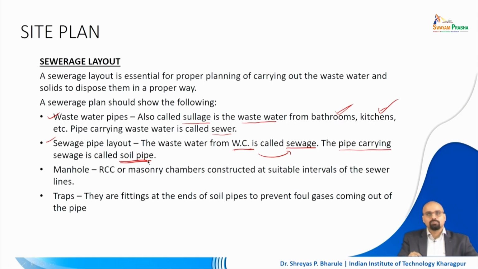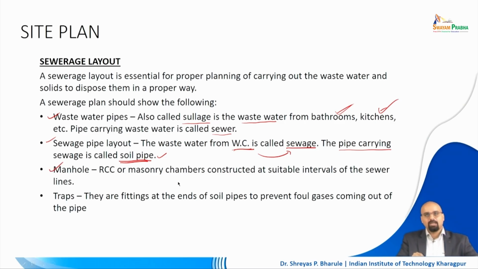Right. So these are the two different things within the sewer layout. Your soil pipe is something that is to be kept separate from these two different lines, which is firstly your water supply line and secondly your sewer line, right. Next is your manhole, right.